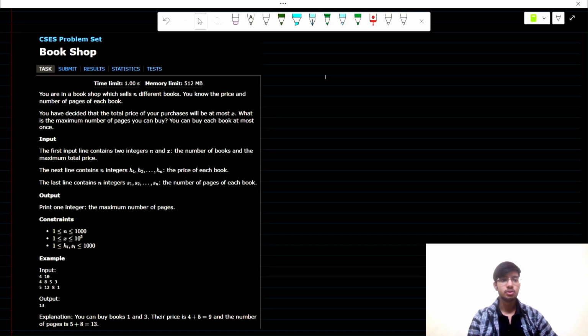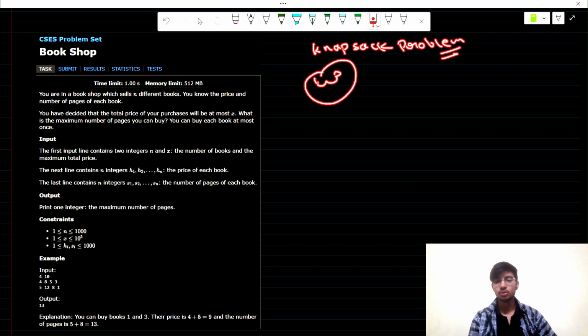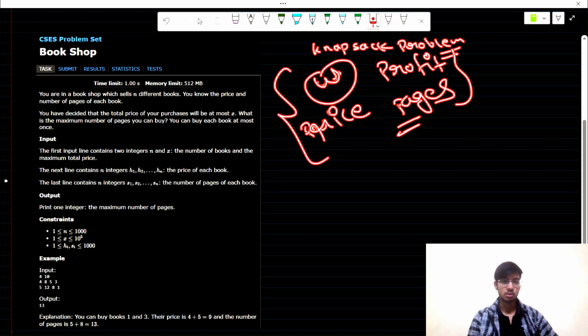So hello everyone. Today we are going to solve the problem Bookshop from the CSES problem set. It is a standard knapsack problem, in which you have weight and profit. But in this case you have price and pages. You have to maximize the pages. So let's see the problem.